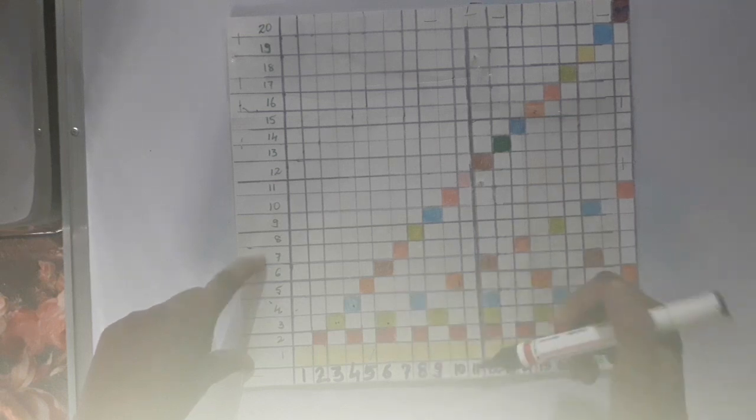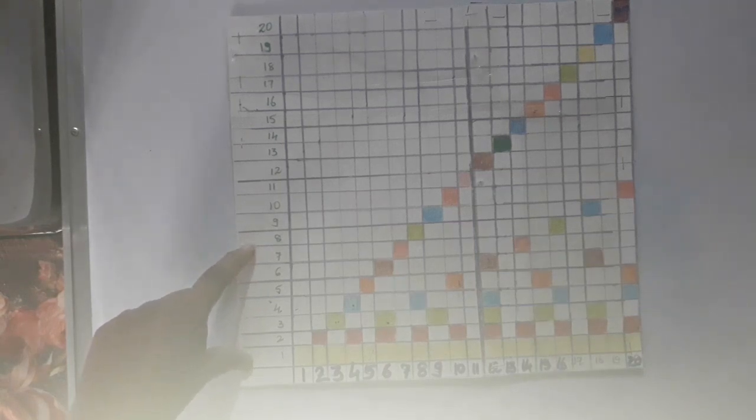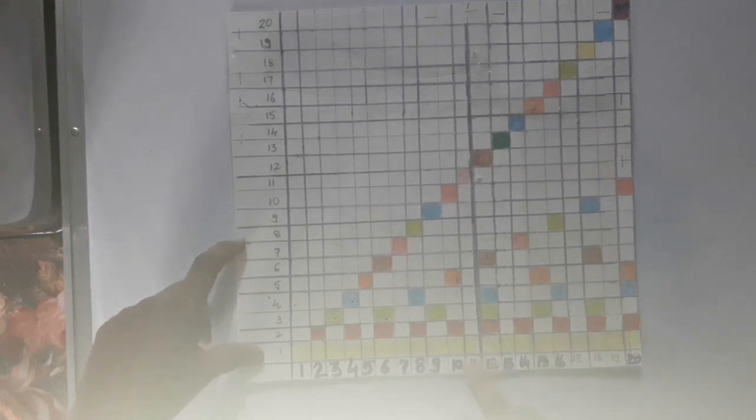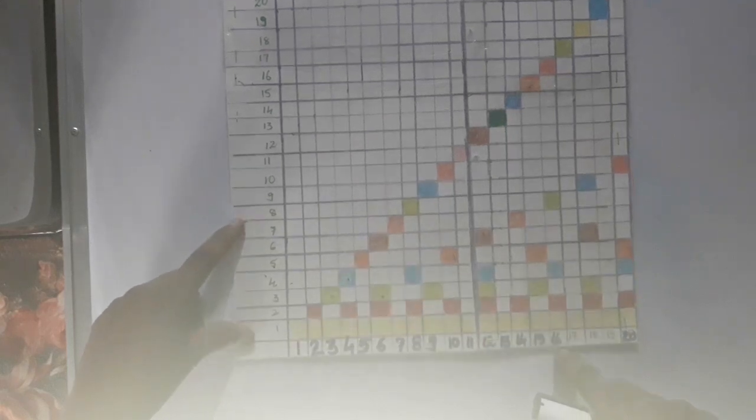Where 5 is written, every fifth square is colored. Where 6 is written, every sixth square is colored. And here the pattern is being made. Now how the grid helps us. When you see the vertical columns, you will be able to find out the factors of the given number.